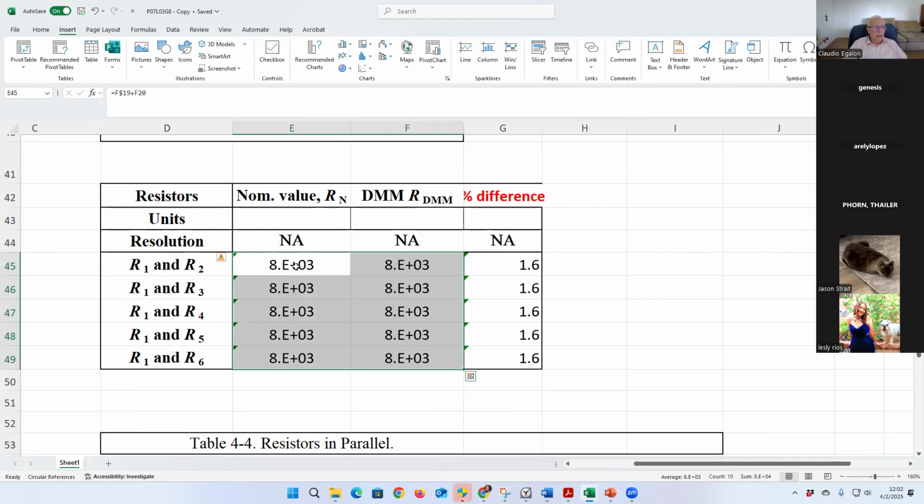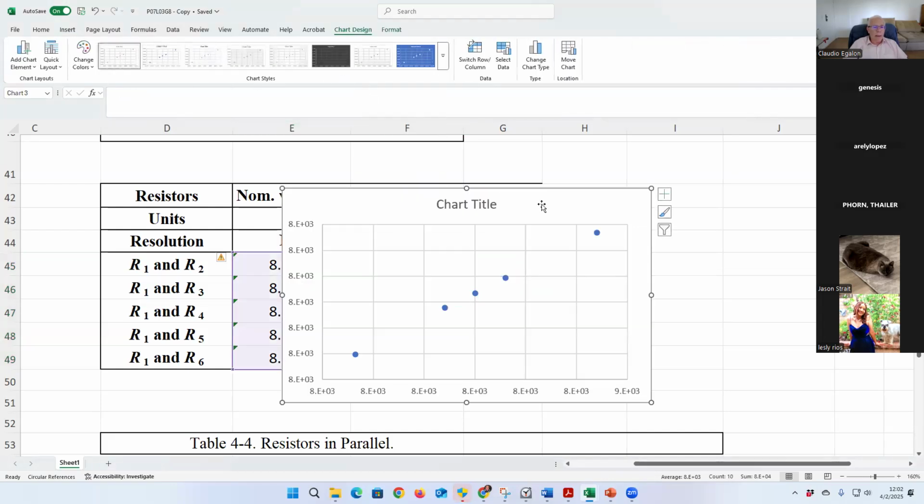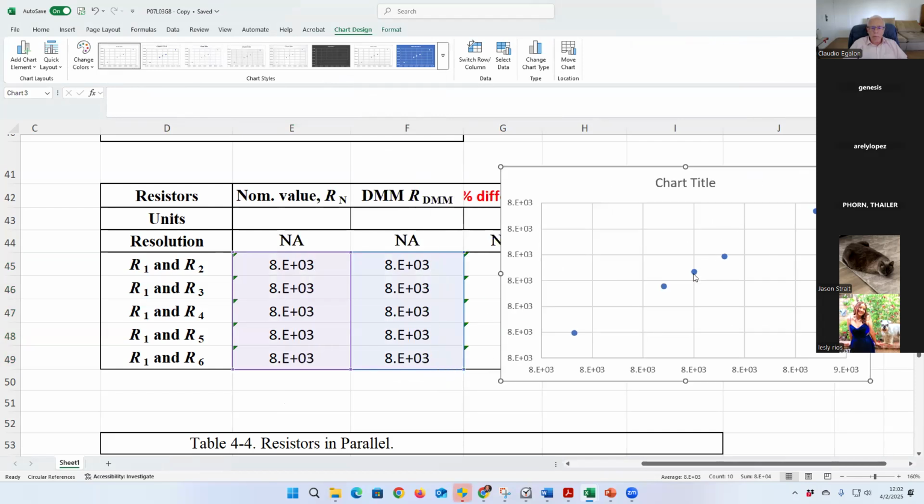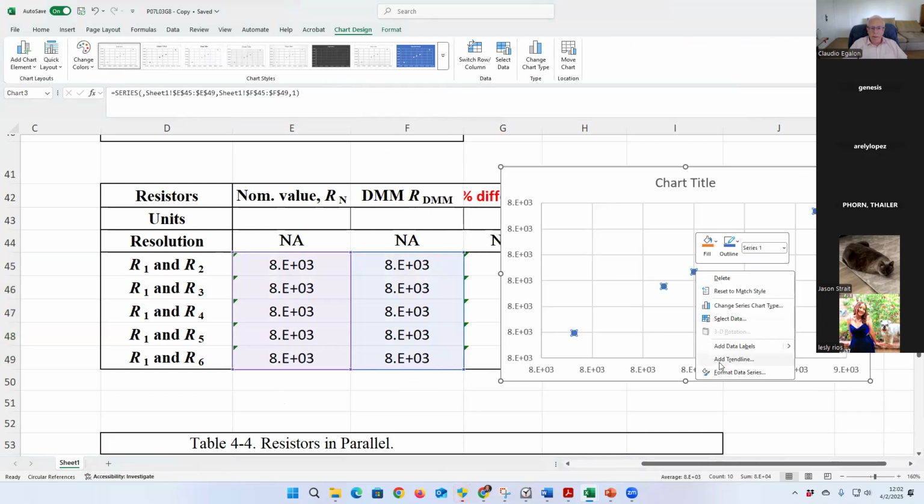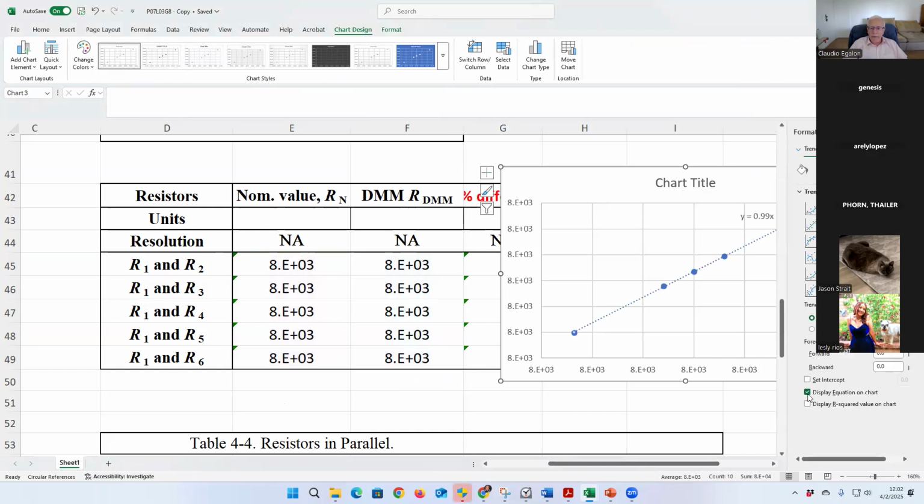And here, for the nominal value, what am I doing? I am summing up the resistance of 1 and 2, summing up the resistance of 1 and 3, and so on, okay? Don't forget to display them with the proper number of significant figures. Here we are measuring, here we are calculating. And when we highlight those two, we learn that they behave rather nicely as expected, right? Add trend line, display equation chart.